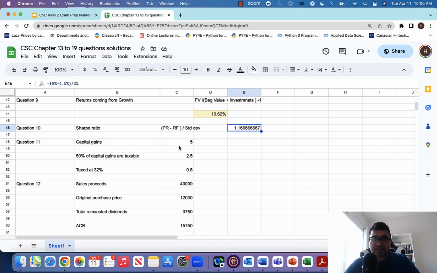So you have received a capital gain of $5. Now, right now, only 50% of capital gains are taxable. So out of this $5 gain you have received, only $2.50 will be taxable. So this is the taxable capital gain.